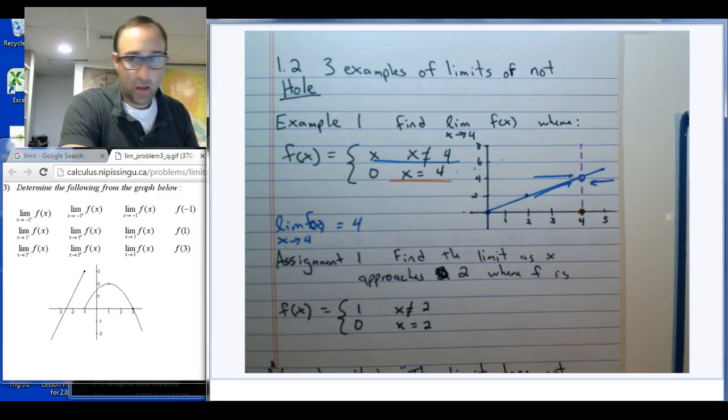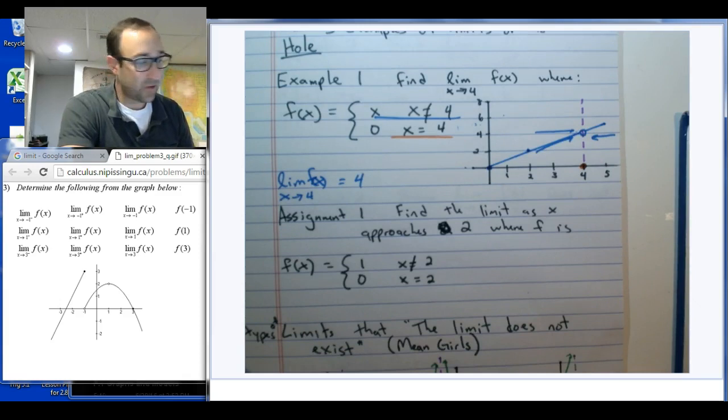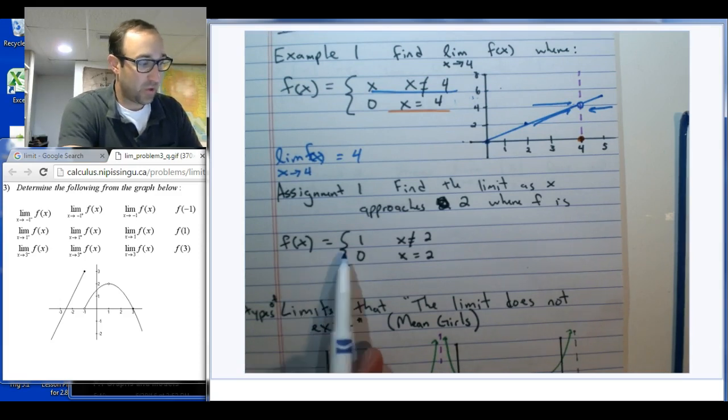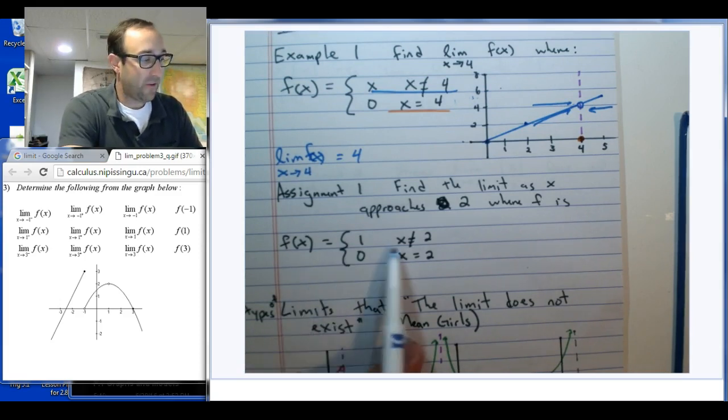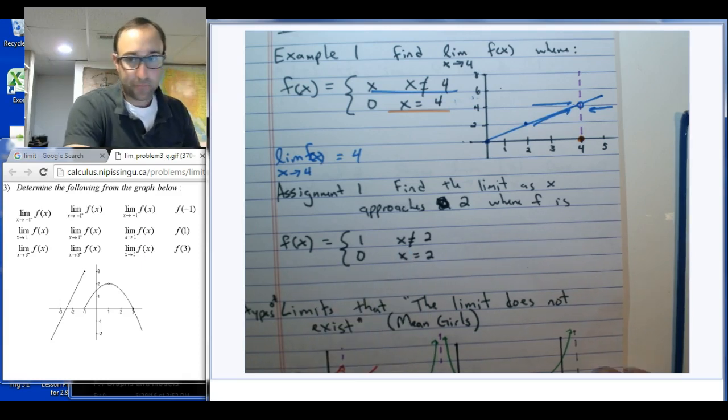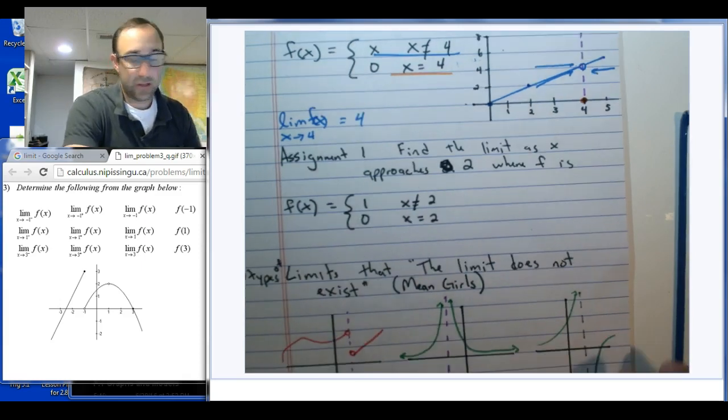Alright, so there is our first example, and here's your first assignment. Find the limit as x approaches 2 when f is defined by this. f of x equals 1 when x does not equal 2, and f of x equals 0 when x does equal 2. So we'll do that first assignment. Also, I'm going to have a list of things for you about how limits don't exist for this next section coming up.